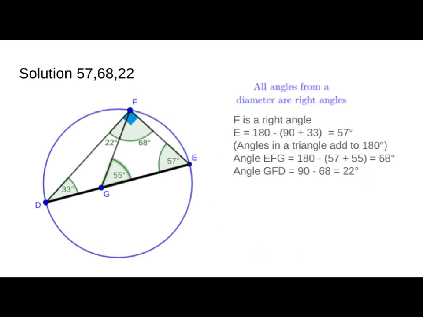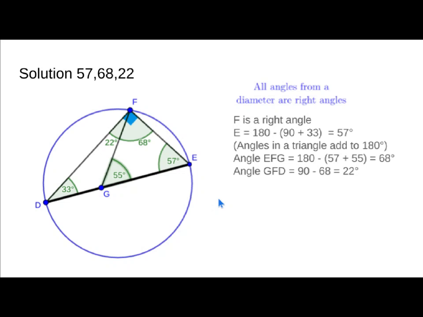Okay, so F is a right angle. It's coming from a diameter. So we've got F is a right angle. So the angle at E must be 57 degrees. That's because the 37, the 57 and the 90 have to add up to 180 degrees. The angle EFG is 68 because the three angles in this triangle EFG must add up to 180 degrees.